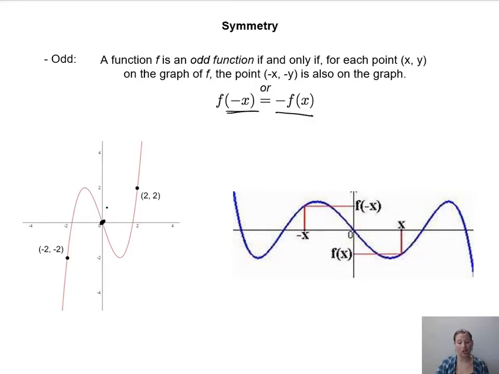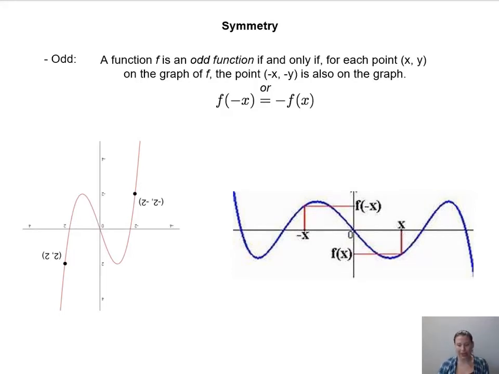So let's check on this graph right here, on the left one. If we flip it upside down, it looks exactly the same. So this graph is symmetrical around the origin, or has odd symmetry.